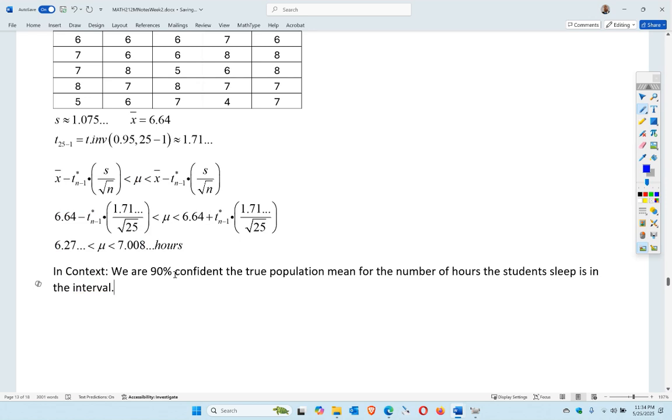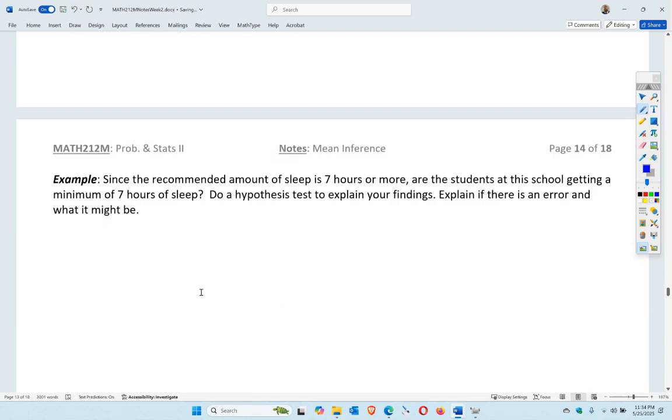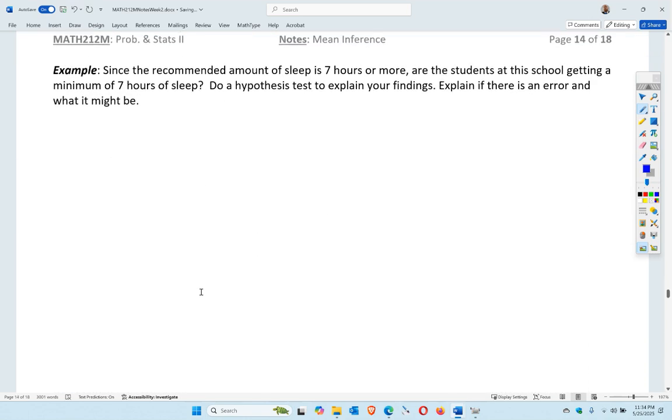Oh, whoops. Okay. So let's do a hypothesis test. Since the recommended hours of sleep is 7 or more, are students at this school getting the minimum number of hours of sleep, 7?